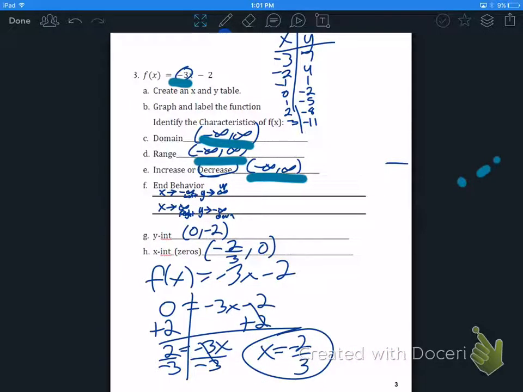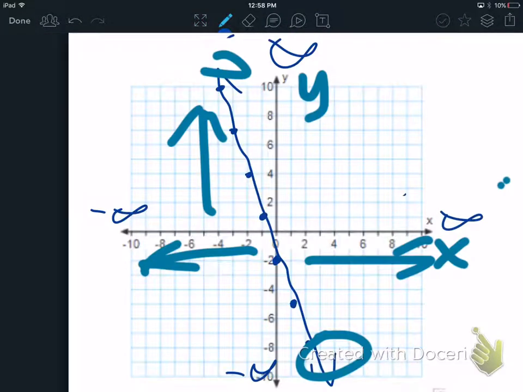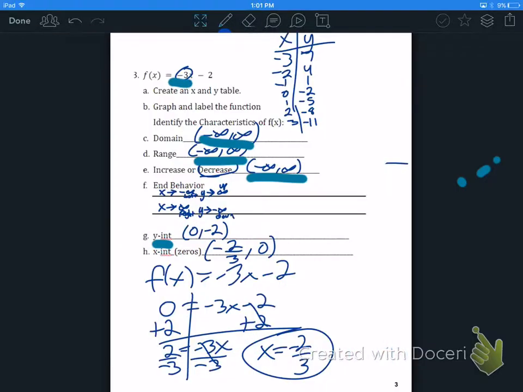And then my y-intercept is (0, -2). It's one above. It's right there, (0, -2). That's where it crosses the y-axis. And you can look at your equation and find your y-intercept right there for the linear.